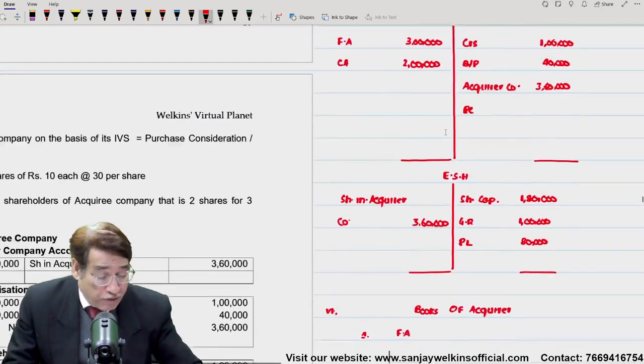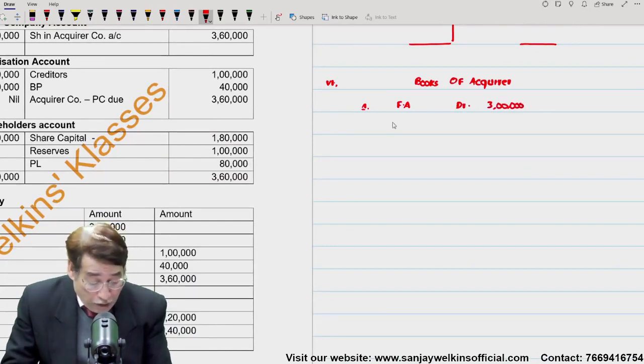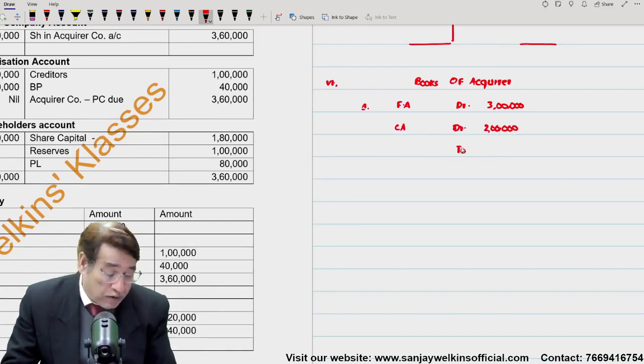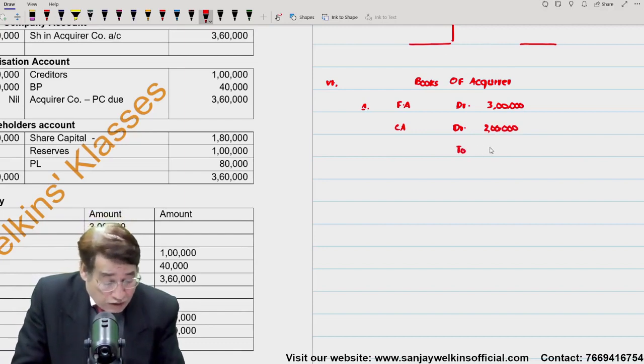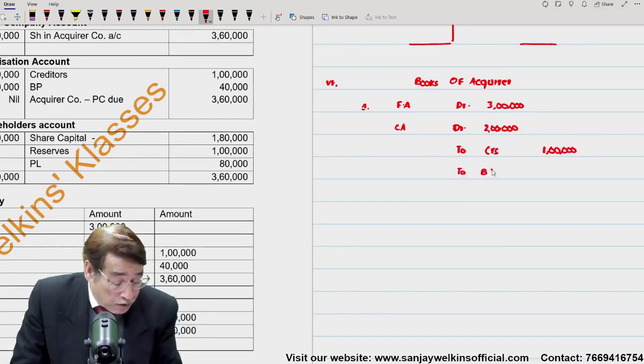We just saw that fixed assets were worth rupees 3 lakh. Fixed assets of the acquiring company were taken over at 3 lakh. Besides that, the acquiring company was having current assets and we took them also. Current assets were worth rupees 2 lakh. There are two liabilities also, if you remember, of the acquiring company. One was creditors, which was 1 lakh. And besides that, there were bills payable to the extent of 40,000.